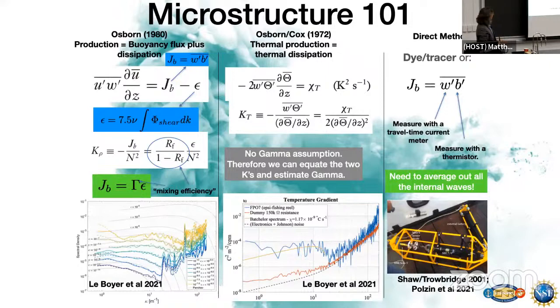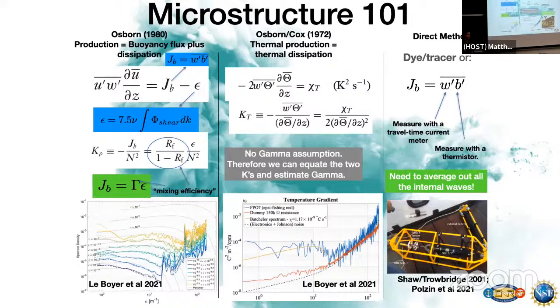Okay, so those two things, one is called epsilon, and this is a very complicated plot here, but essentially we do it by measuring the small scale shear from those shear probes, those airfoil probes or the bimorph probes. And they have some noise at certain scales. So it's actually quite complicated to extract epsilon from those records, but it is a very, very tried and true technique. So from the shear probes, we can get epsilon.